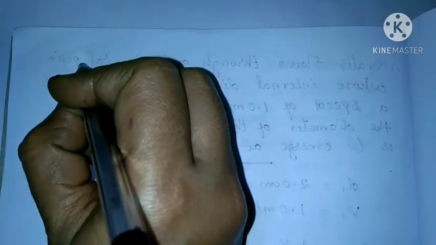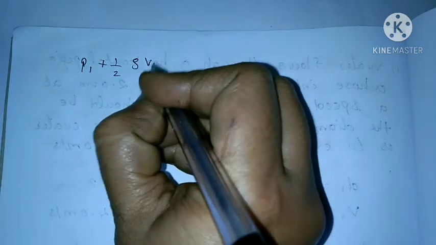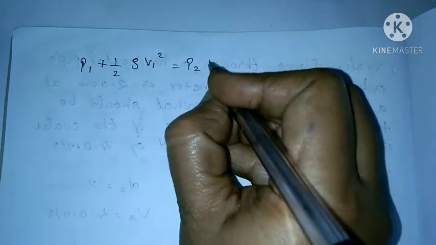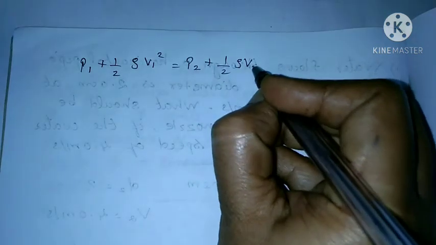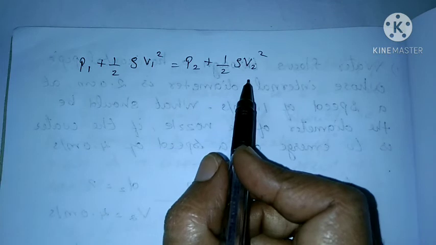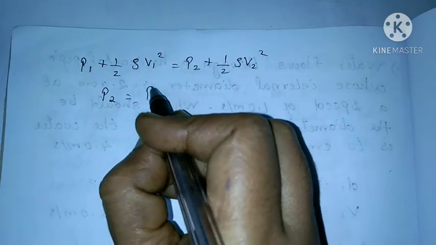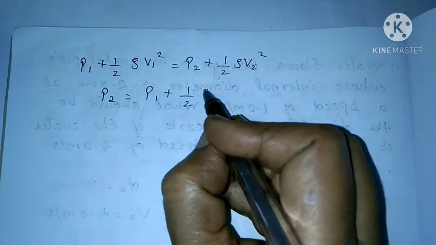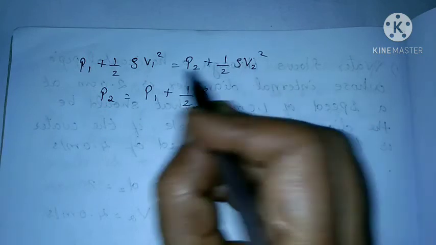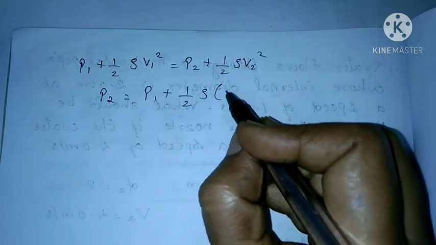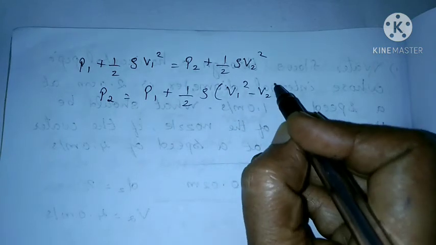To find out the pressure, you apply Bernoulli's theorem for this horizontal flow. So for the horizontal flow, H1 is equal to H2. So we can write Bernoulli's equation, that is P1 plus half ρV1² equal to P2 plus half ρV2². Here H1 is equal to H2 because it is the horizontal flow. So from this we can write P2 equal to P1 plus half ρV1² minus half ρV2², taking it to the left-hand side. So we can write half ρ into (V1² minus V2²).